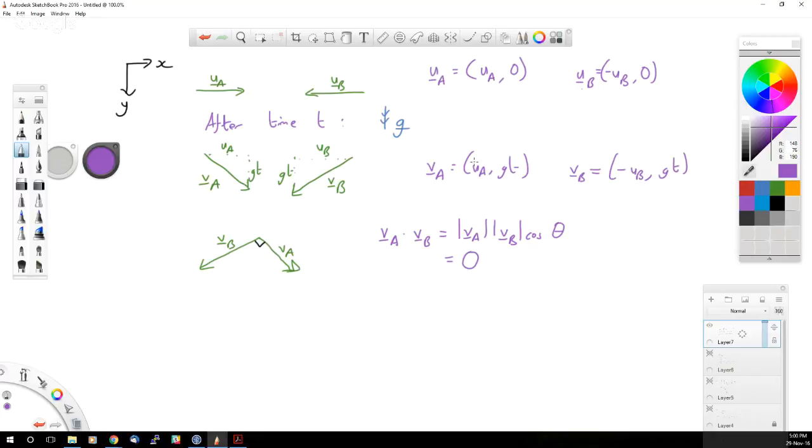We can also write this in terms of the components. So we have our x components multiplied together, UA multiplied by minus UB, and GT multiplied by GT for the y components multiplied together. So g squared t squared equals UA multiplied by UB. And then that should be simple enough to solve. So a lot easier using the vector notation.